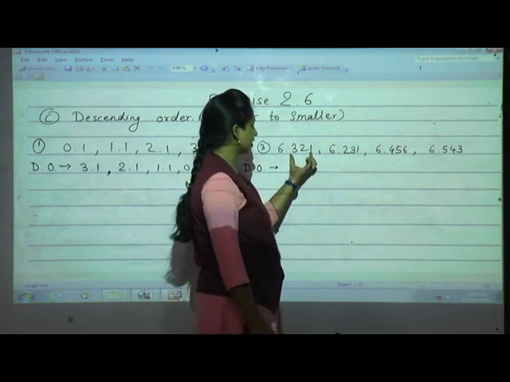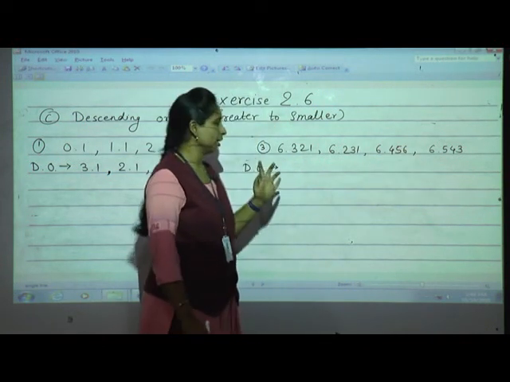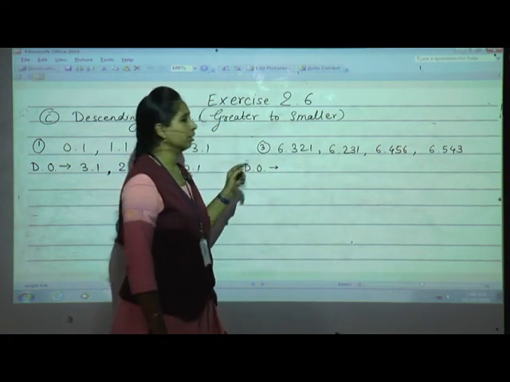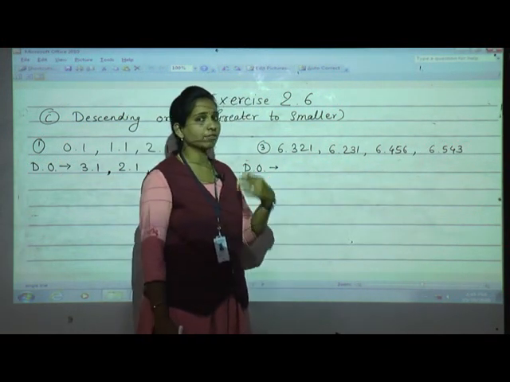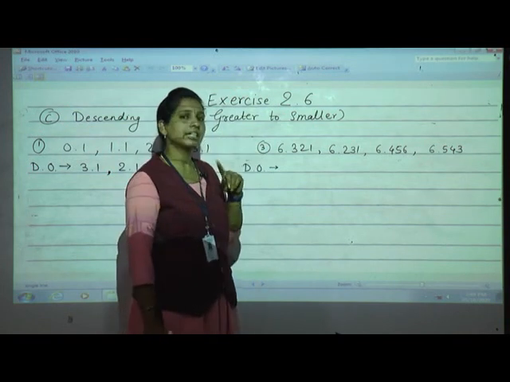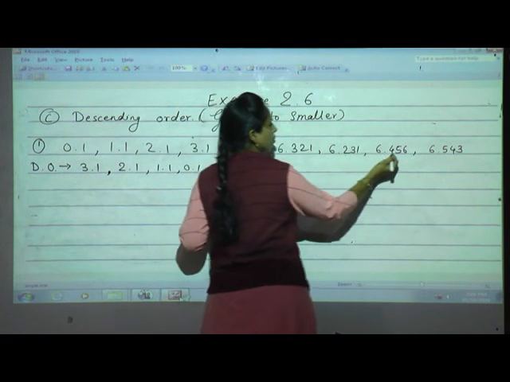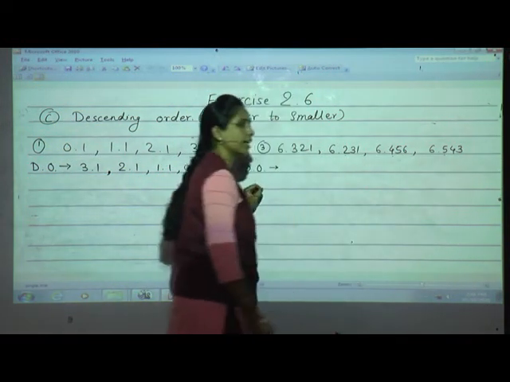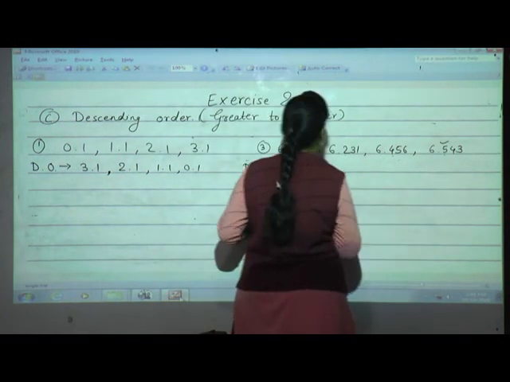No, because after the decimal 3 places are there, 1, 3, 3, 3. Just we need to compare. Now we will start with the whole number. 6, 6, 6, 6, all are equal. So we have to go with the next place, that is tenths place. Now see the tenths place, 3, 2, 4, 5. Which is greater, student? Of course 5 is greater.